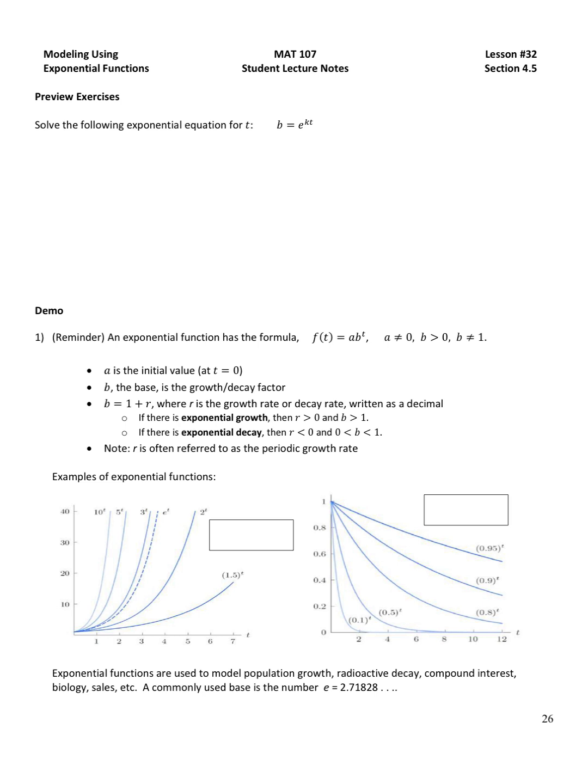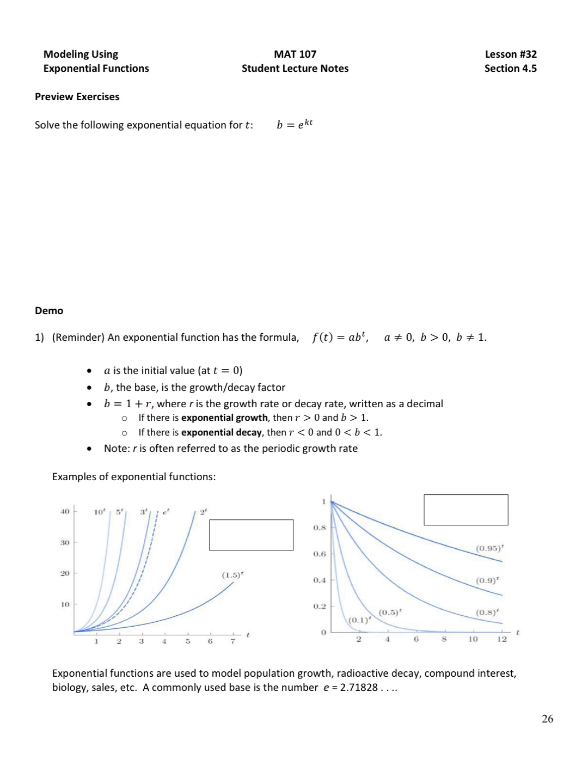Number 1, just a little reminder, an exponential function has the formula f of t equals a times b to the t. A can't be 0, or else this would just be the function f of t equals 0. B has to be positive, and b can't be 1. A is your initial value, the value of your function at t equals 0. B is called the base, also called the growth or decay factor.